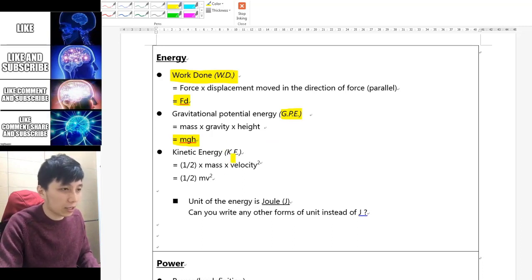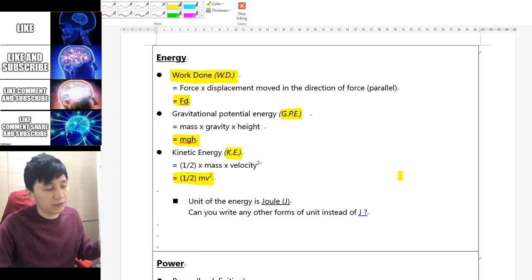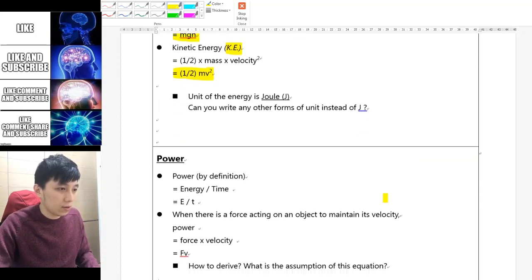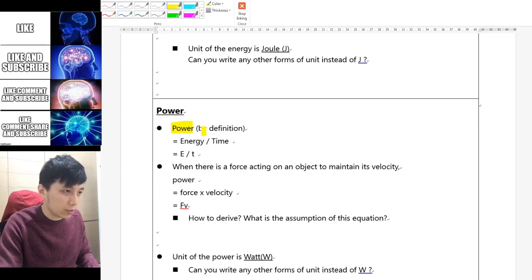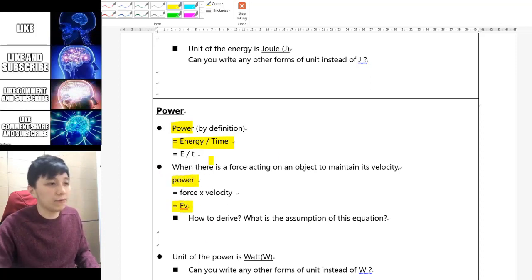The third equation that you will get to learn is kinetic energy, KE, equals half mv squared, mass and velocity squared. The fourth equation that you need to use would be power equals energy over time, and the last equation is also power but equal to force times velocity.